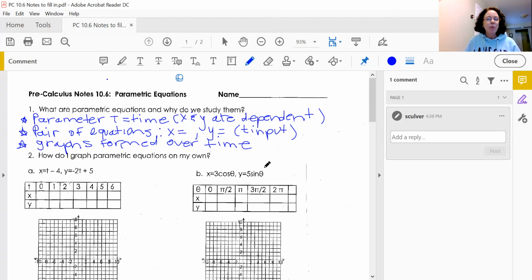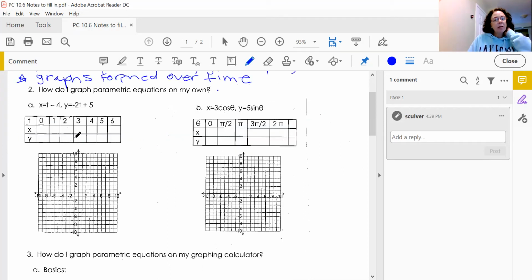Sorry, needed a little sip of water there. So how do I graph parametric equations on my own? This is number 2. We have two parametric equations: X equals t minus 4 and y equals negative 2t plus 5. And we have a chart of different times and values for X and for Y.